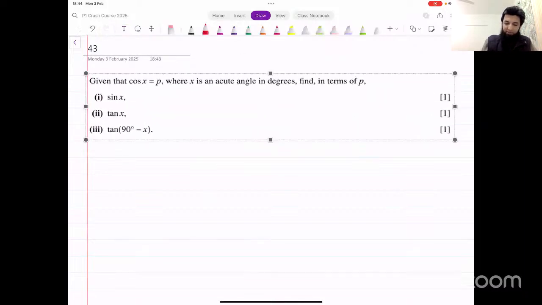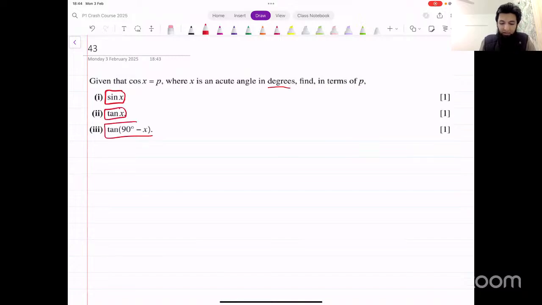It says cos of x is equal to p, where x is an acute angle in degrees. Find in terms of p, sine x, tan x, and tan of 90 minus x. So given cos of x, we need to find these other three functions. Now, there are two ways of approaching problems like these. You could do this using identities. That is one idea. Most of the parts can be solved using identities. There are some parts for which you would have to think a bit more, and for that, we have to use another method. So we have two different methods.